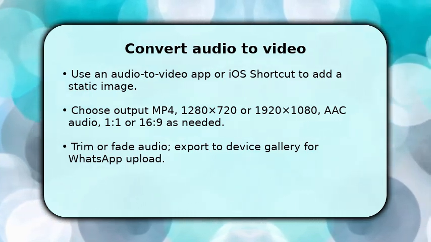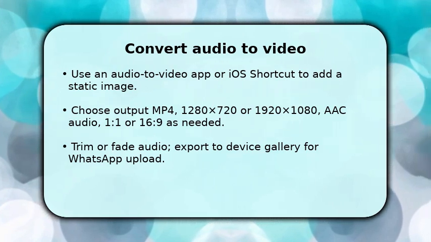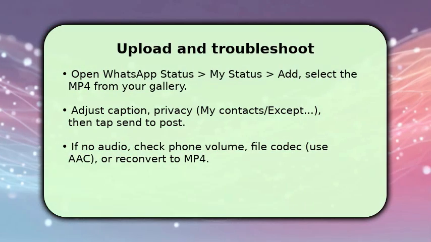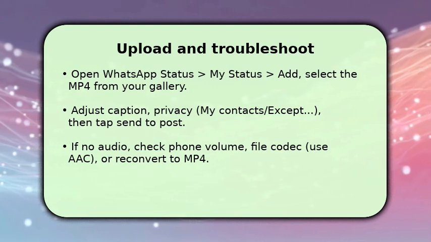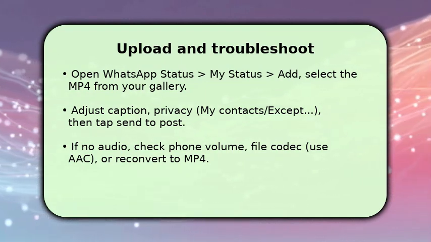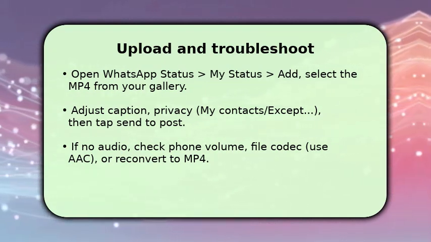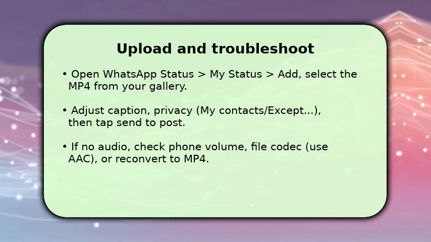Finally, post the MP4 as your WhatsApp status. Open Status, tap Add, pick the video you exported, adjust the caption and privacy settings, and send. Once posted, preview the status to confirm audio playback. Make sure system media volume is up.